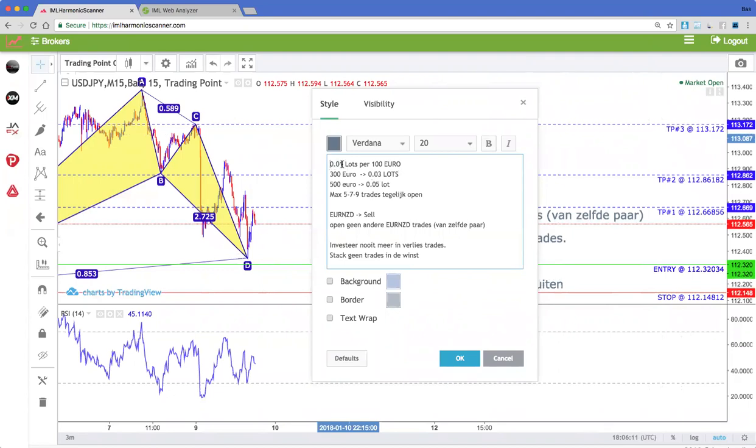Okay, so we are starting with 0.01 lot per 100 euro, which means that if you have an account of 300 euro, you're going to trade with a capacity of 0.03 lots. 500 euro, 0.05 lots, 1000 euro, 0.10 lot. If you're on demo, still keep doing this. If you have a 1000 euro demo account, 0.10 lot is more than enough.